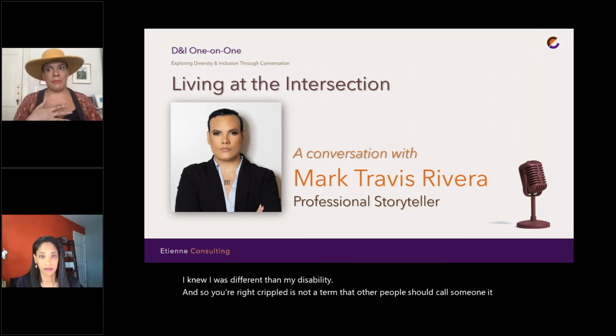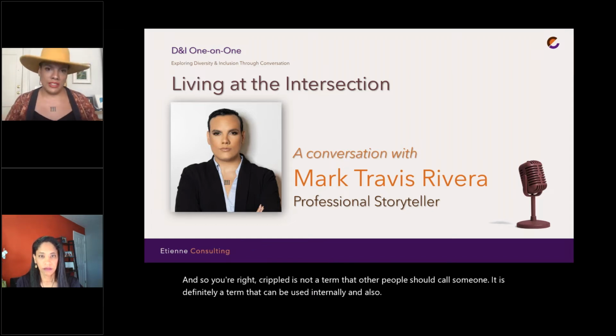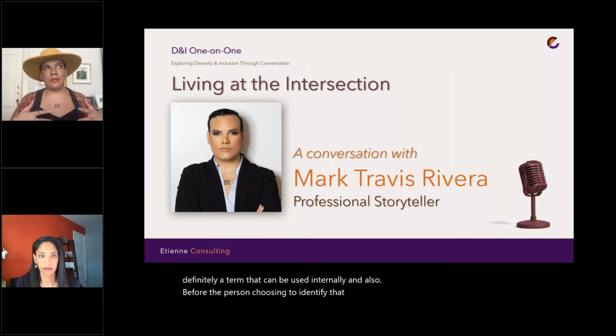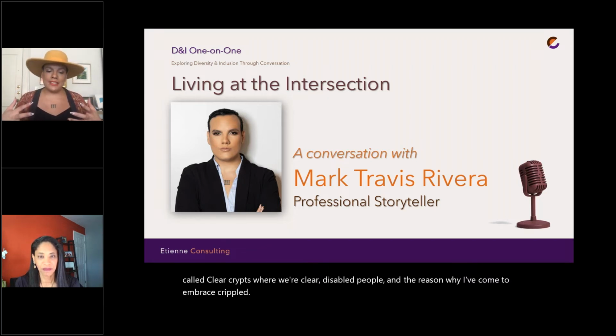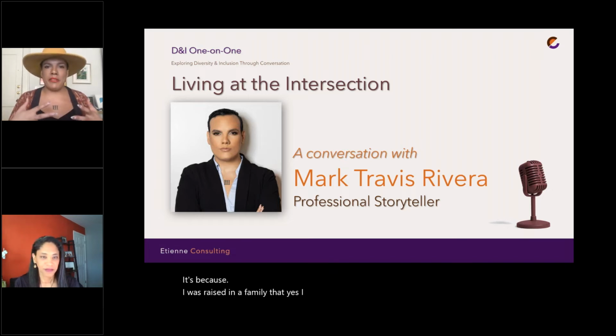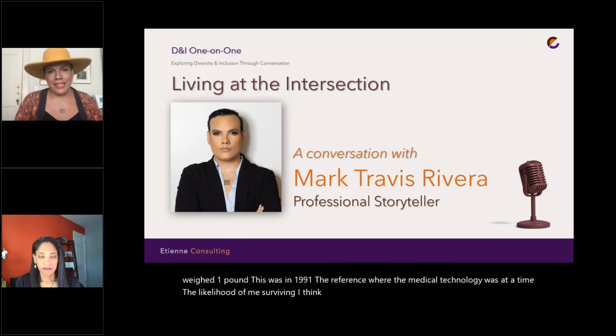It is definitely a term that can be used intercommunally and also for the person who's choosing to identify that way. There's a group of us, of my friend circle, called Queer Crips, where we're queer disabled people. And the reason why I've come to embrace crippled is because I was raised in a family that, yes, I was the sick kid. My mom gave birth to me at 5.5 months. I weighed 1 pound. This was in 1991, to give you a reference for where the medical technology was at that time. The likelihood of me surviving, I think, was around 30% or less.